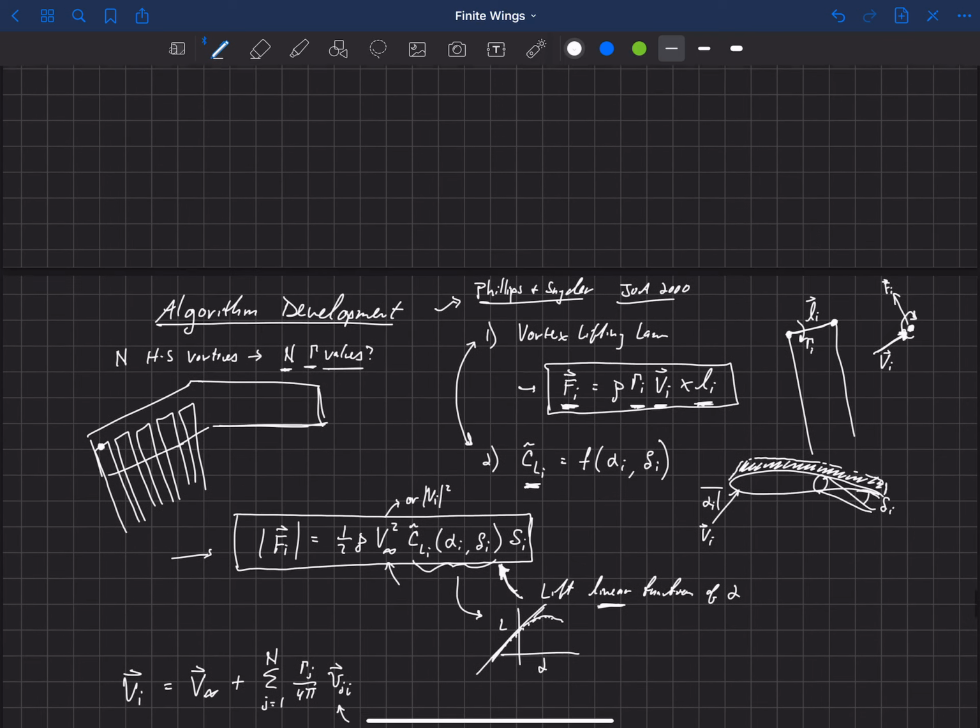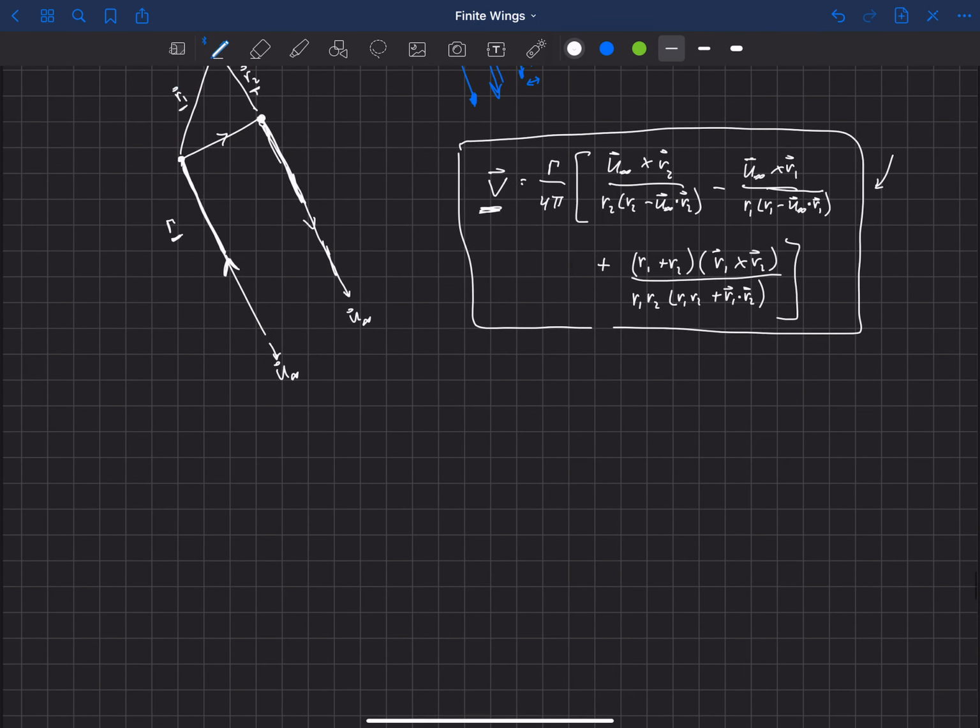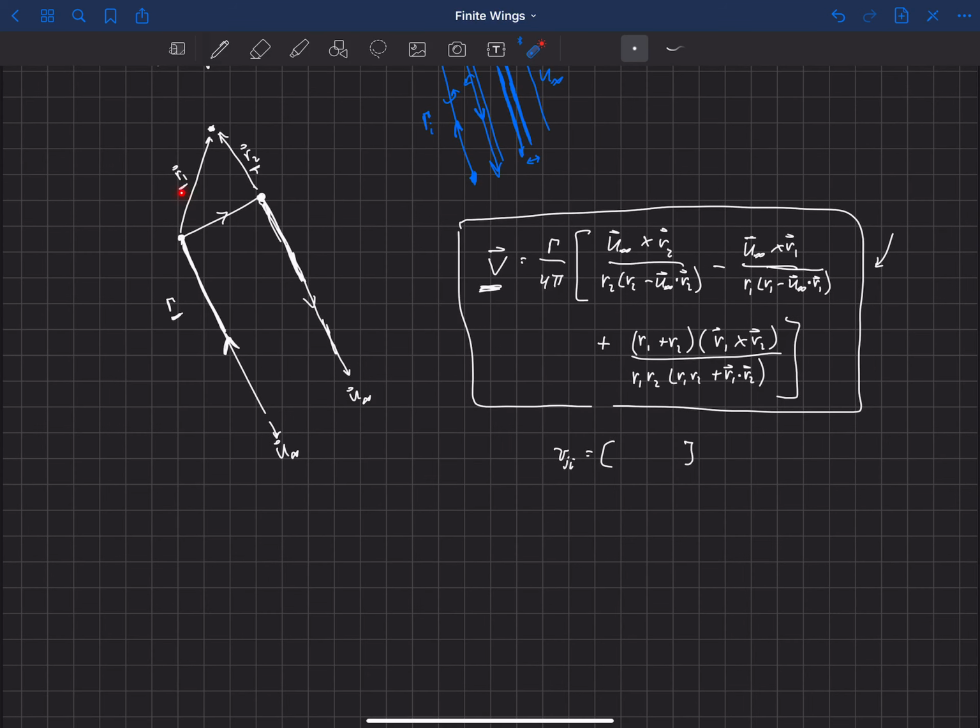Okay, and so again, you can come back up here. This stuff in the brackets is what I'm calling v j I. That's the influence of horseshoe vortex j on point I, and for each of those we would have to solve for R1 and R2, right? We know where our point is, we know where our horseshoe vortex j is, we have to solve for R1 and R2 and plug them into this equation.